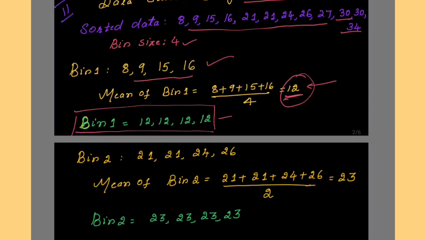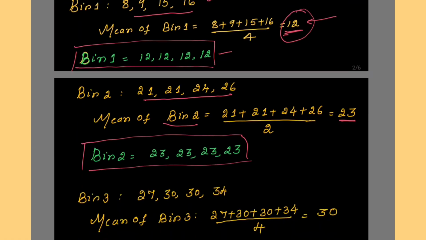Similarly, you can do it for bin 2 also. Bin 2 elements are 21, 21, 24, 26. You take the mean of bin 2, you will get 23. So your bin 2 now becomes 23, 23, 23, 23.